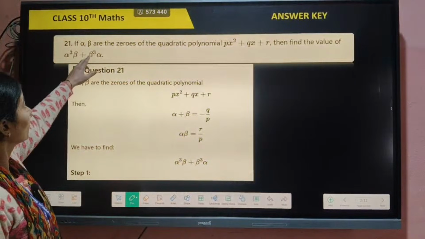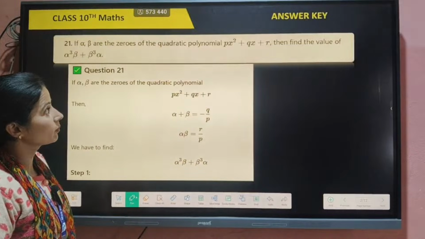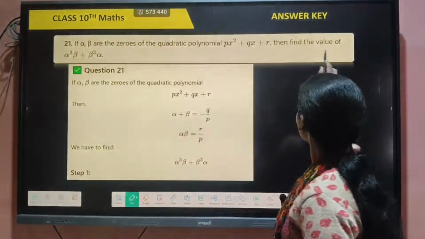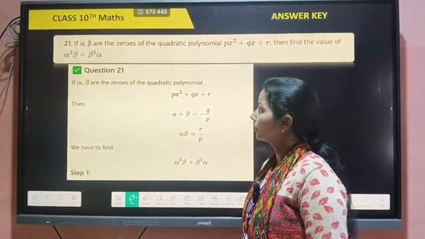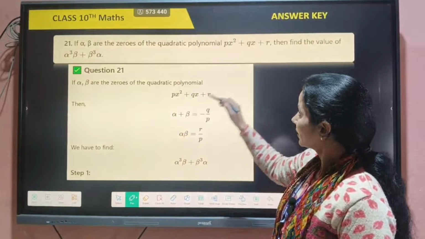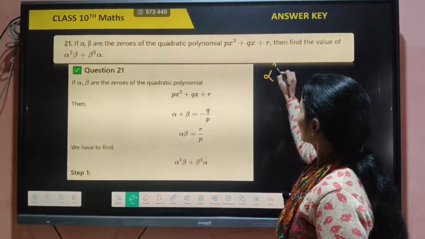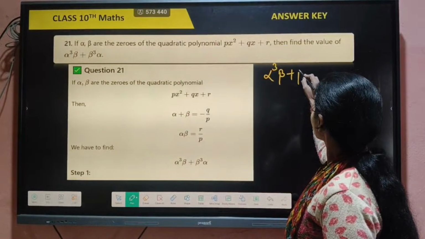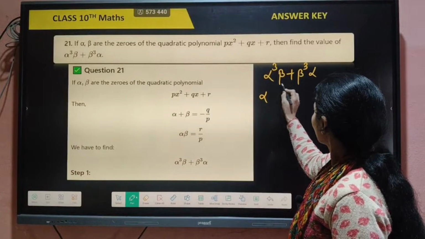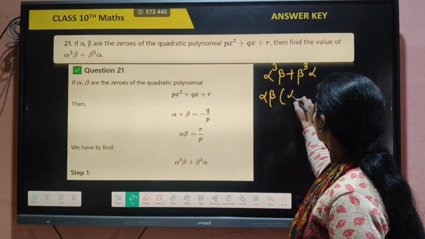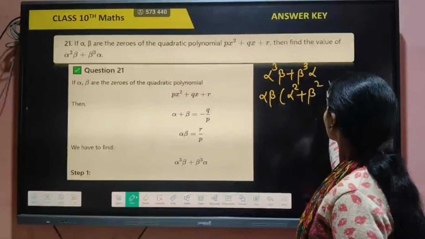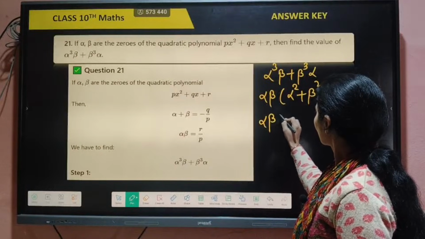If alpha and beta are zeros of the quadratic polynomial px square plus qx plus r, then find the value of alpha cube into beta plus beta cube into alpha. See, in this question, in alpha cube beta plus beta cube alpha, we have to take common. There alpha and beta are common. You will see after taking common, alpha square plus beta square, alpha beta as it is.